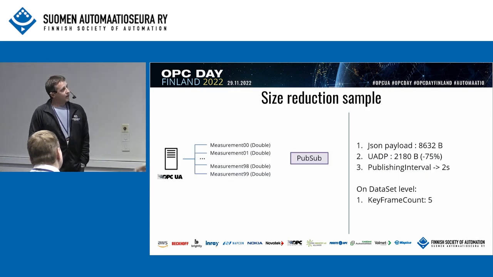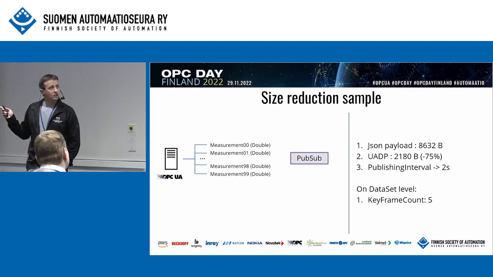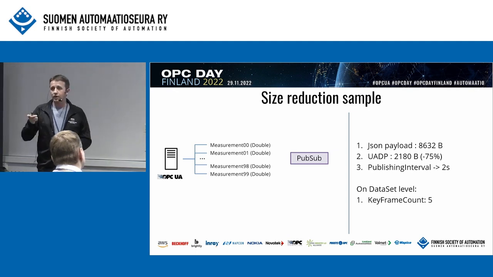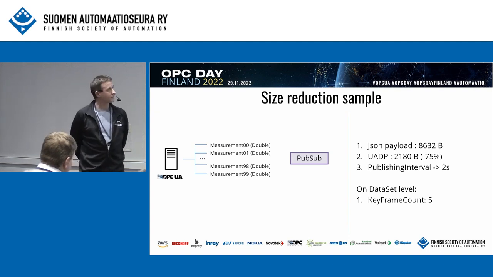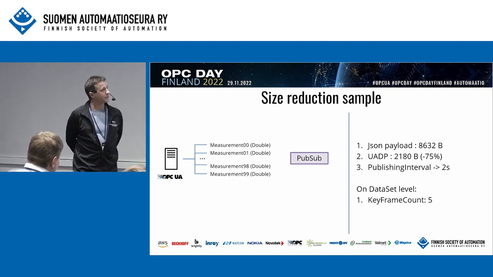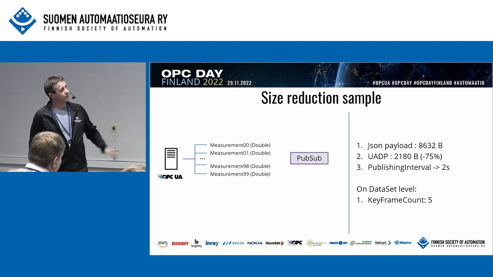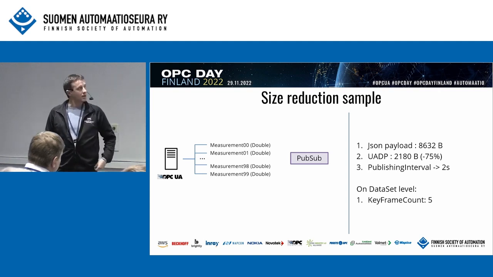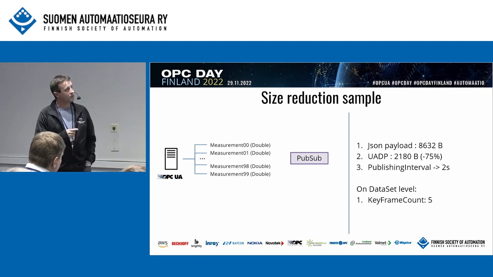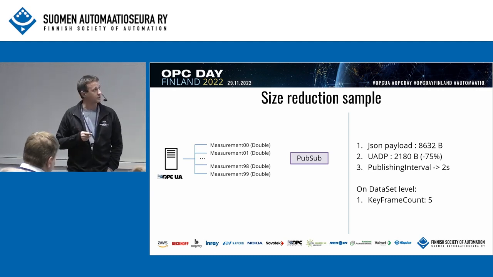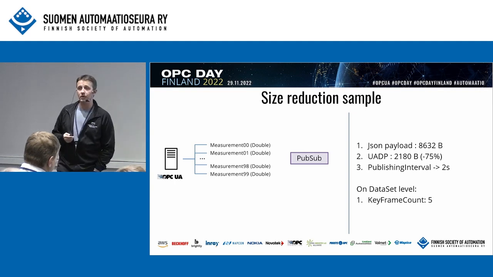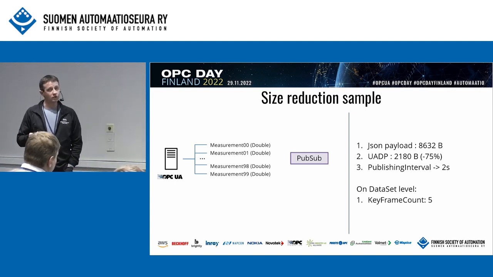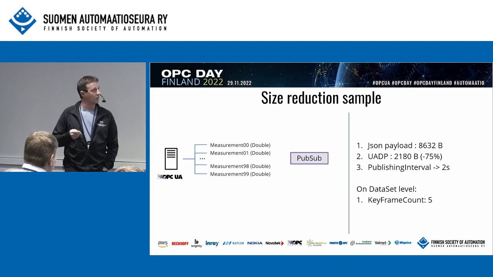And just a small example based on my prototype. In my prototype, I created a small OPC UA server that has 100 measurements that are changing every second. I created my small PubSub publisher. If you use the JSON payload, we have 8.6 kilobytes of data. If I use UADP, the binary format, we go down 57%. We have about 2 kilobytes, which is a big saving, because all the metadata is not sent in the normal payload.